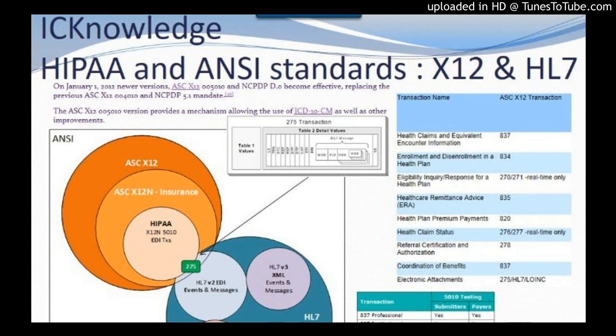In the HL7 standards world, ADT, ORU, order messages, and ORM, results messages, are the most common HL7 messages. Of those three, ADT messages are the most commonly used. ADT stands for admissions, discharges, and transfers.